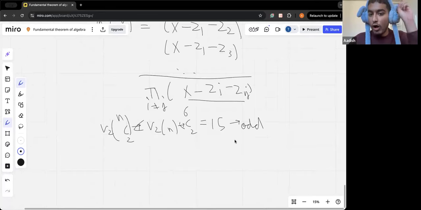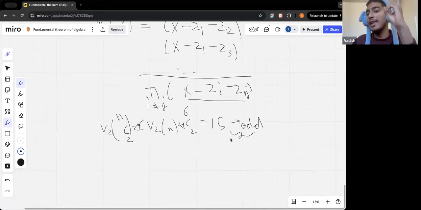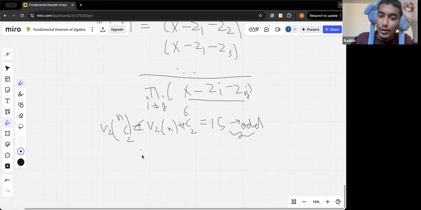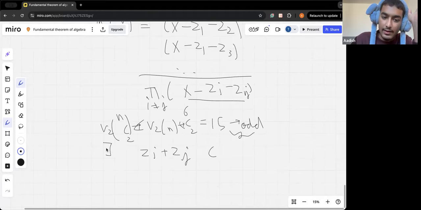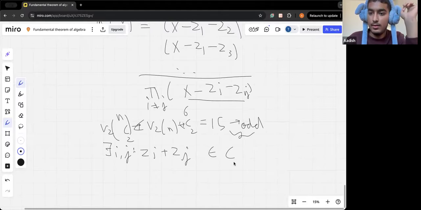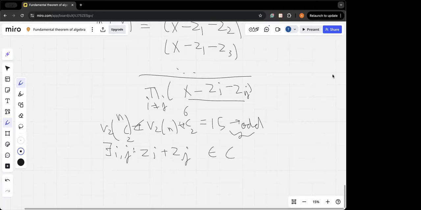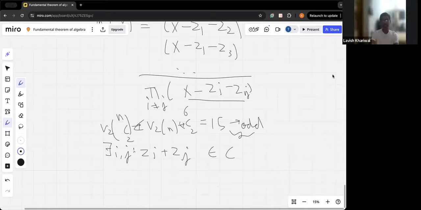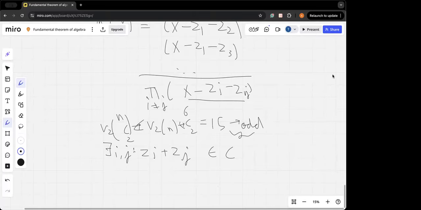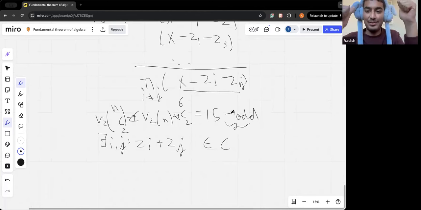So now all we know is odd polynomials have one complex root. We don't know all of them are complex. All we know is that some zi plus zj is complex. Similarly, we'll define another polynomial, P naught delta, as the product of x minus zi times zj, and we apply lemma 3. I'll get to everything.